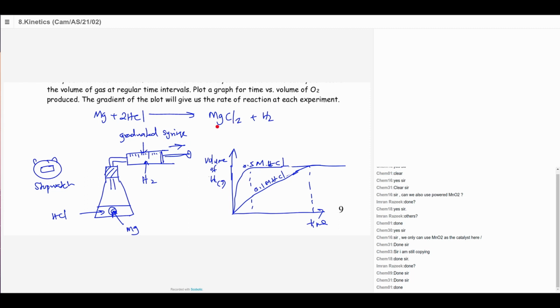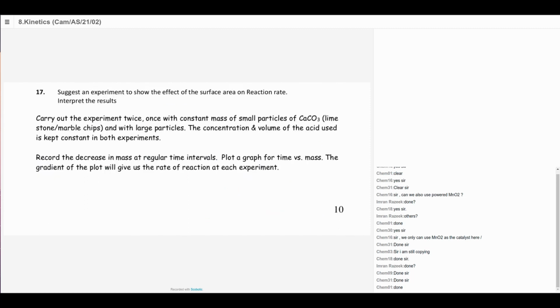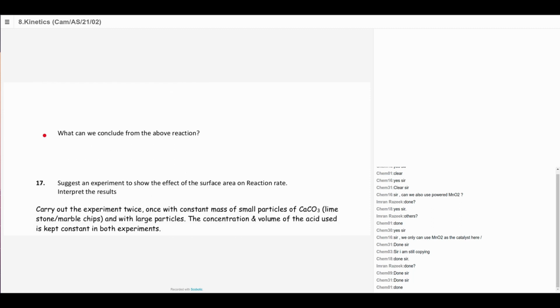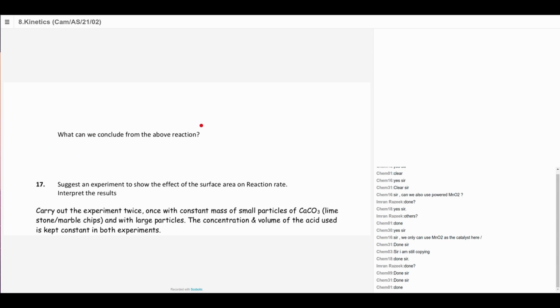So that's how we prove increased concentration increases the rate of reaction. The question is, what can we conclude from the above reaction? You can say concentration is directly proportional to the rate, or you can say increased concentration increases the rate of reaction. Say the rate is directly proportional to the concentration of the reactants.